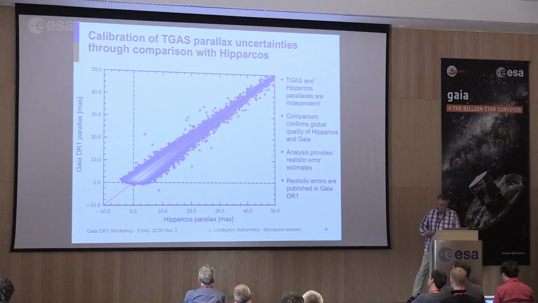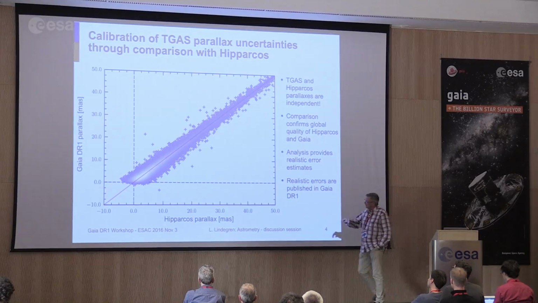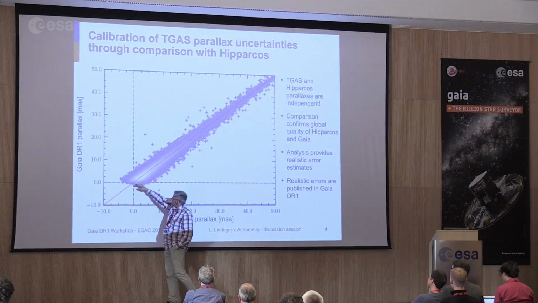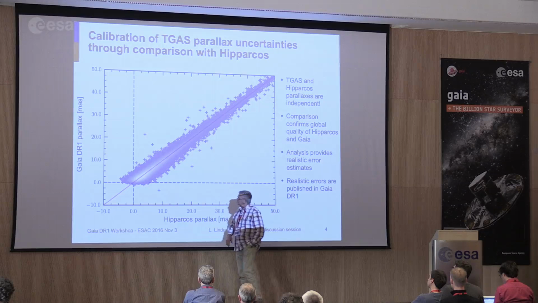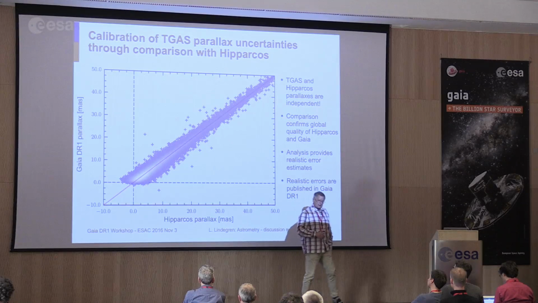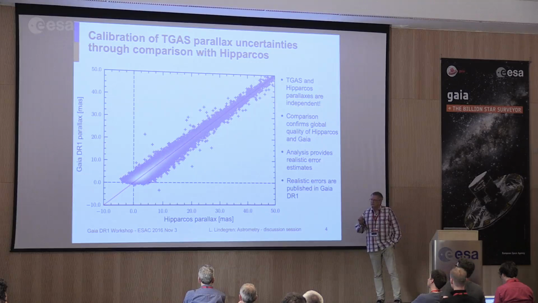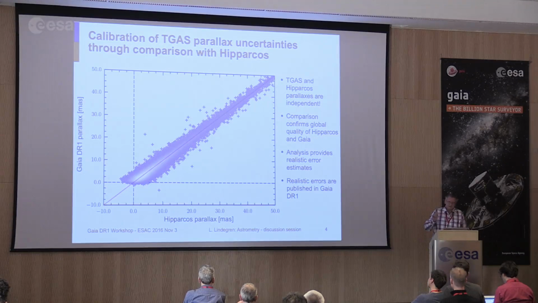So the starting point is this diagram, which I showed this morning, where this part here gives indication that the Gaia parallaxes are more accurate than the Hipparcos parallaxes for this selection, which is, I've checked this, 86,000 stars in common between the two catalogs, where the formal errors in the Hipparcos catalog is less than 1.5 milliarcsecond.